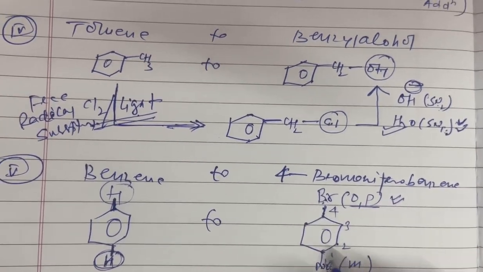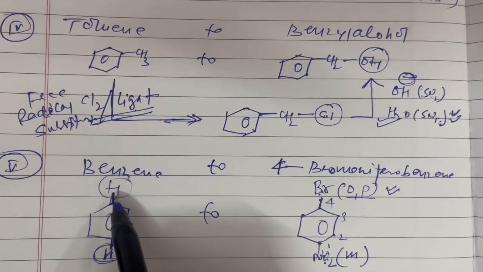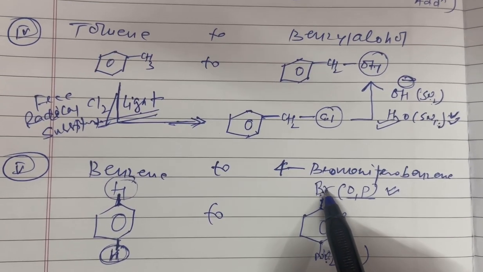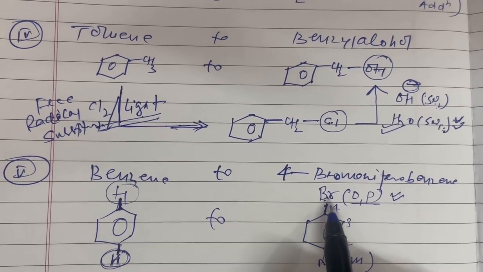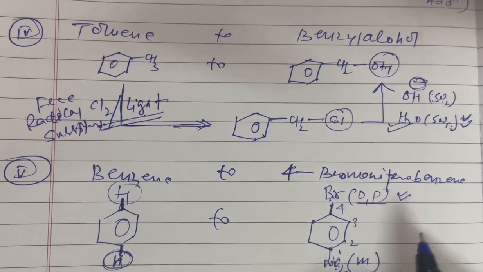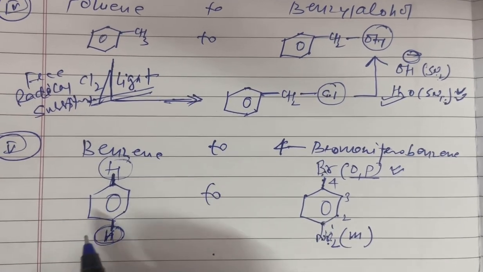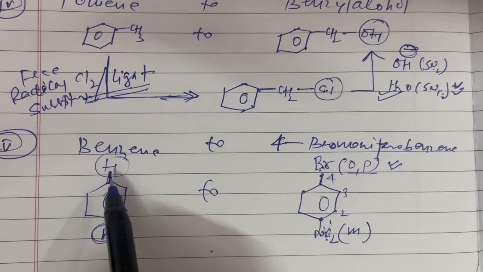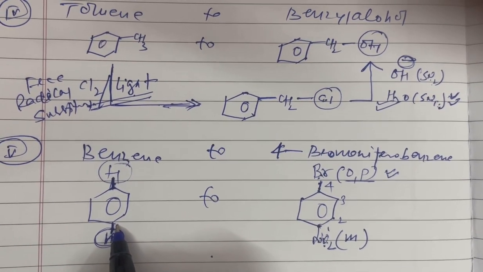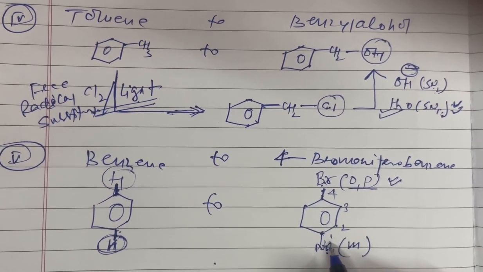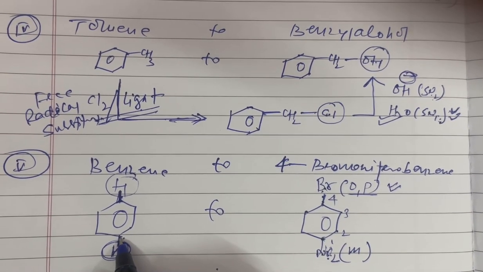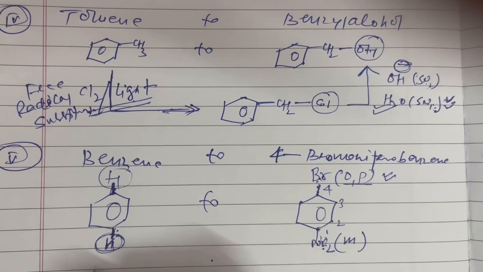I repeat. Anyway, 2 H's are going to be replaced in the benzene, 1 by Br, 1 by NO2. When you replace by Br, that is called bromination. When you replace by NO2, that is called nitration. Both are electrophilic substitution. Anyway, whenever there is a replacement inside the benzene, that replacement is called electrophilic substitution. So if you introduce the NO2 first in a benzene, I'll write it here.